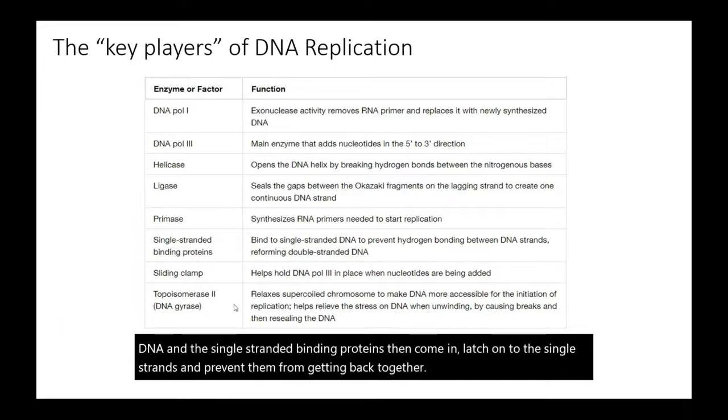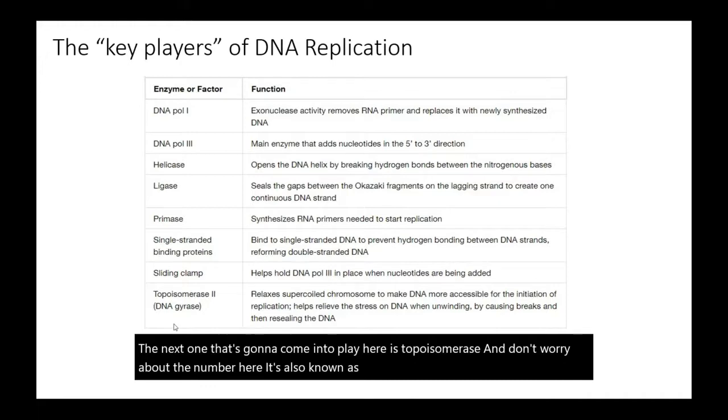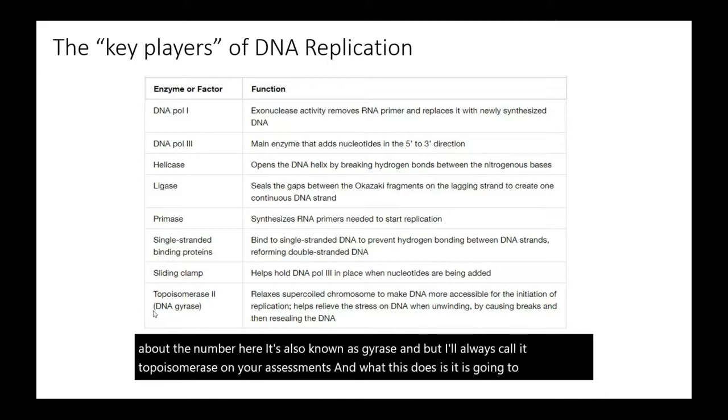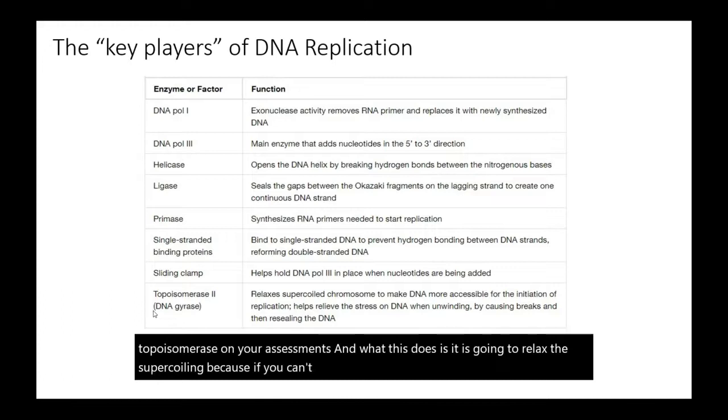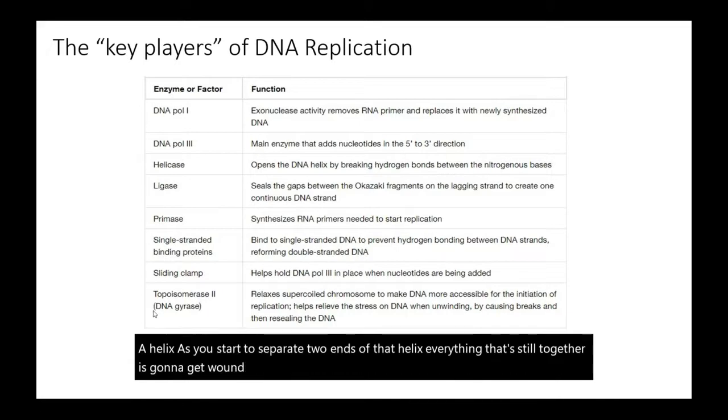The next one that's going to come into play here is topoisomerase. And don't worry about the number here. It's also known as gyrase, but I'll always call it topoisomerase on your assessments. What this does is it is going to relax the supercoiling, because if you can imagine having a helix, as you start to separate two ends of that helix, everything that's still together is going to get wound up extra tight.